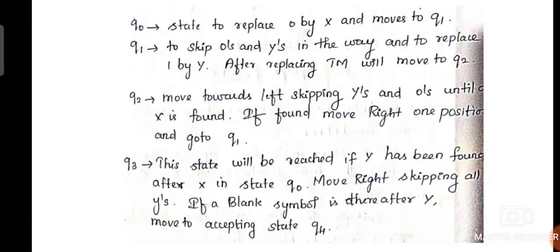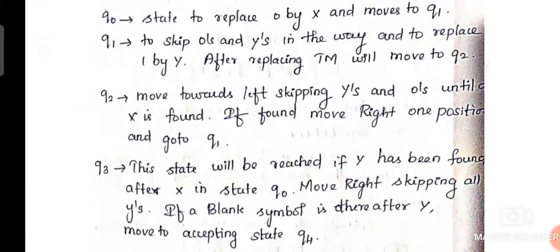Q0 is the state where the first 0 will be replaced by x and the system will move to Q1. Q1 is the state where the Turing machine skips all the zeros and y's in the way and replaces the first leftmost 1 by y. Then the Turing machine changes to the new state Q2. From Q2, the head pointer will move towards the left. On the path, it will skip y's and zeros until the leftmost x is found. If found, it will move to the right direction, and in that situation we say the state is Q3.